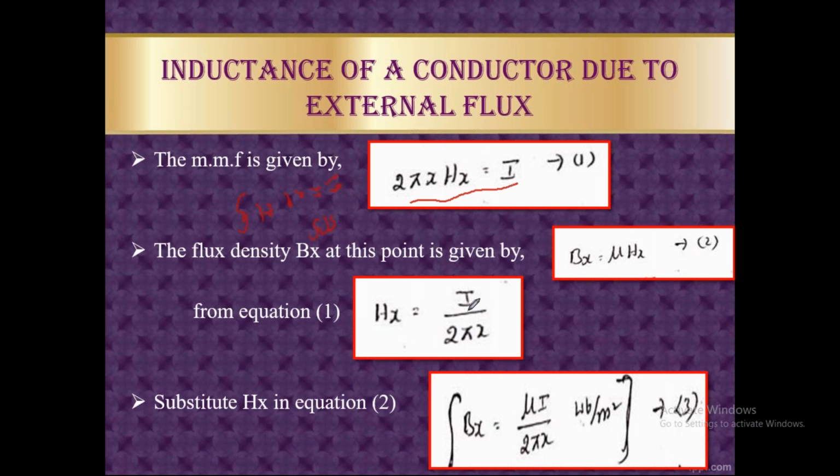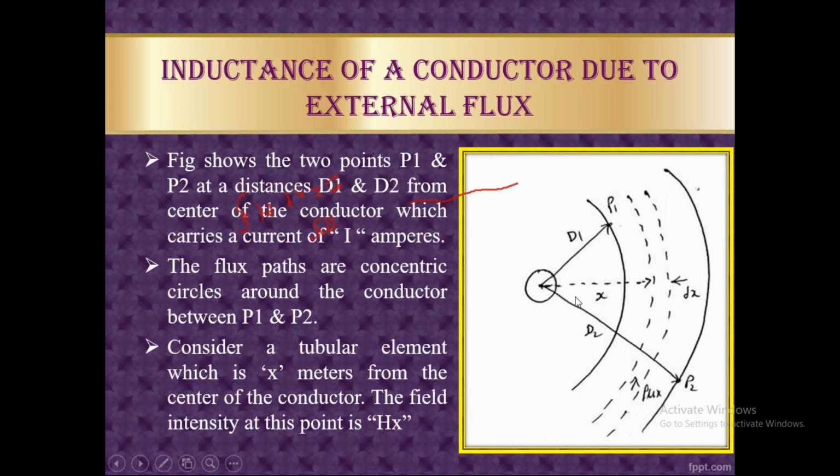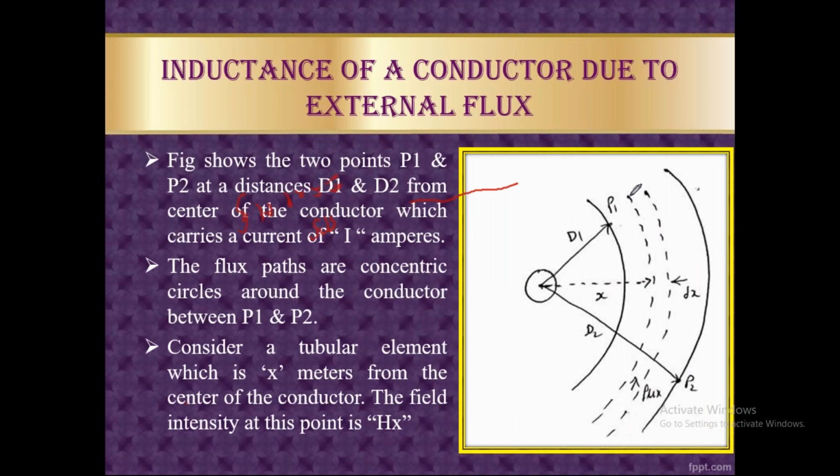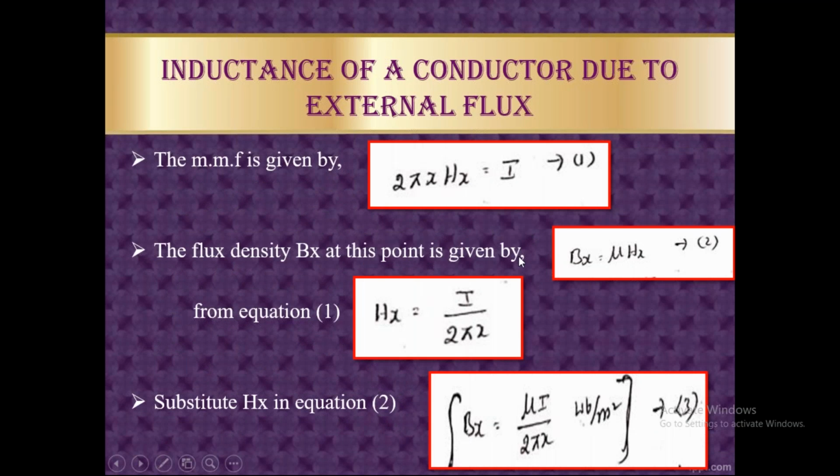Why am I considering Hx? Suppose this is the flux linkage I'm considering, from the center to this point x. So x is the distance from the center point to what we consider as the flux linkage. That's why I'm denoting all parameters in terms of Hx. So from this equation, you can write that Hx equals I by 2 pi x.